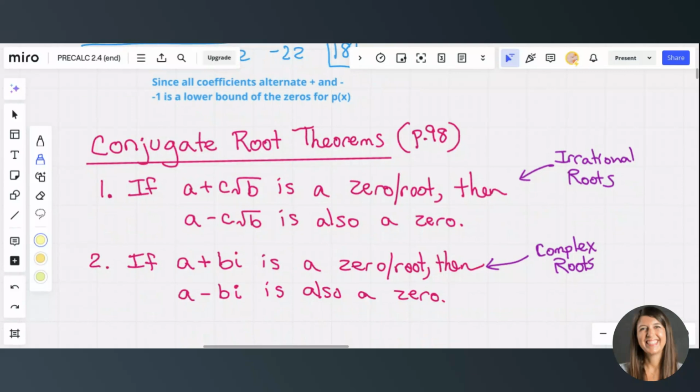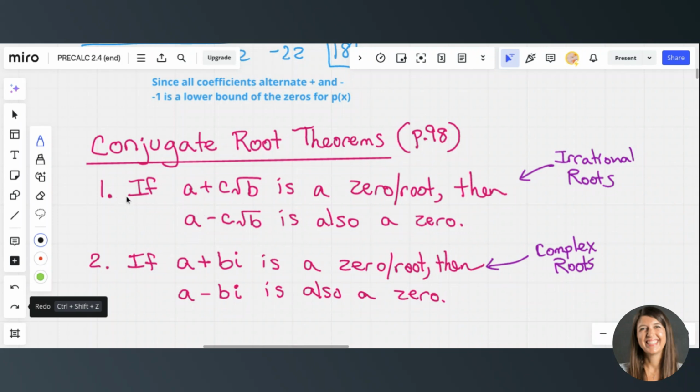And we did learn this in Algebra 2. It's the conjugate root theorems. This applies if we have a square root or if we have a complex number. So if I have a root that looks like this, an example would be maybe 2 plus 2 root 3, right? So A, B, and C are all just numbers. We call them A, B, and C because it makes it a generic number, but they're not variables. These are just numbers, okay?